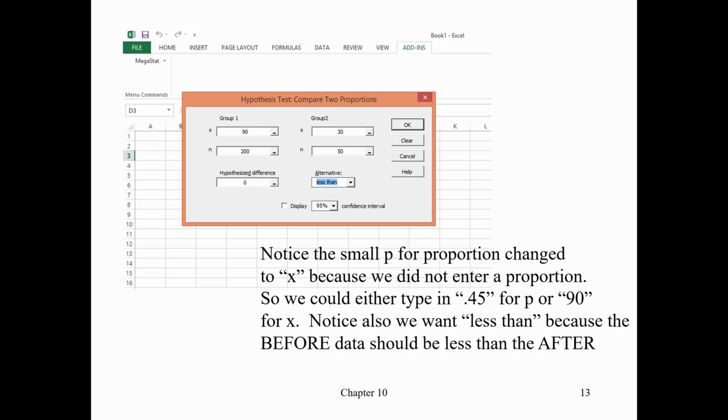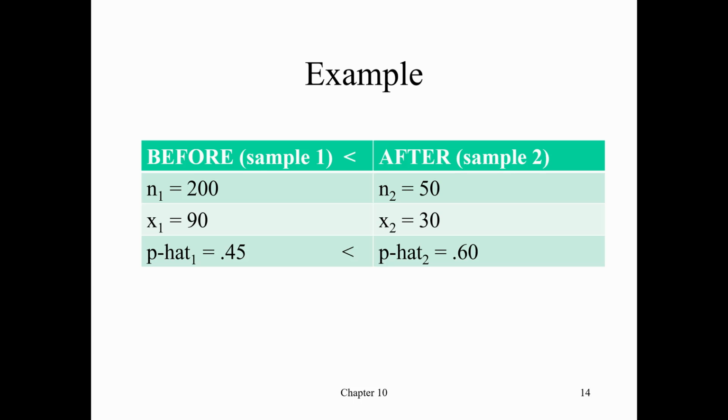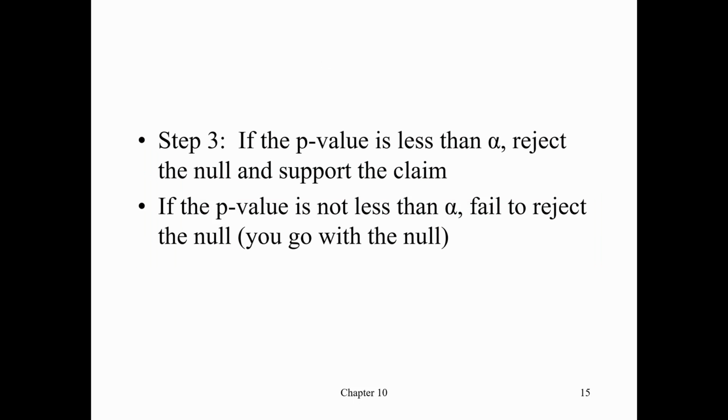And notice also we want less than, because the before data should be less than the after. Again, if I'm choosing the after to go first, then I would just switch the sign. The point goes towards what you think is the smaller number, and the wide part of the sign goes towards the bigger number. Okay, so I've put the sign in there. I'm assuming before is less than after in my sample information.